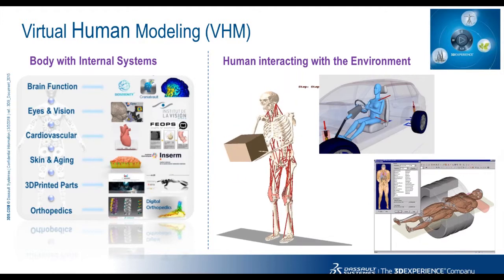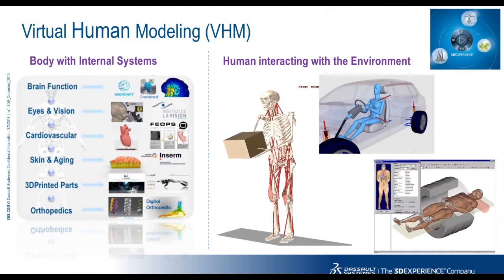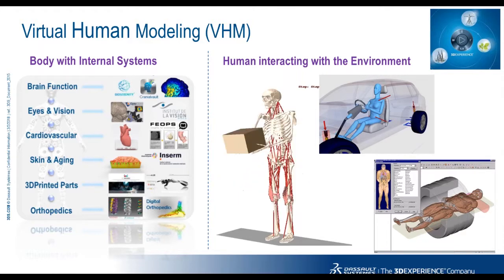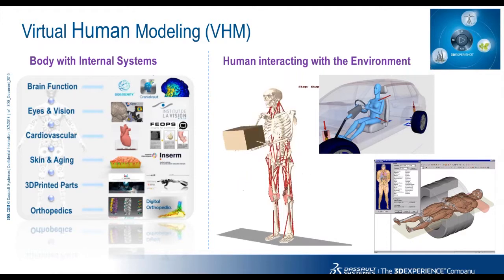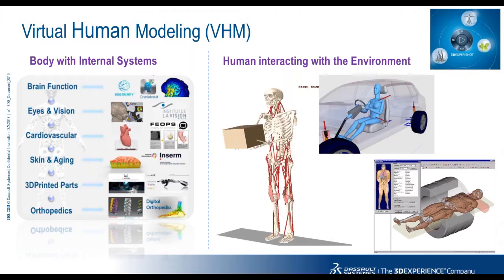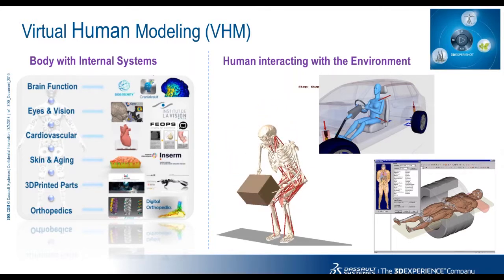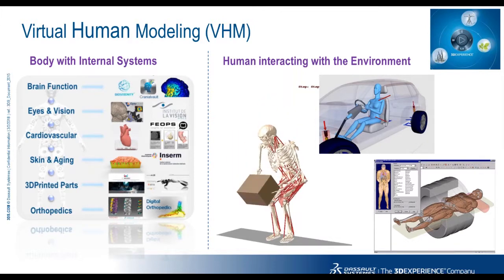On the other hand, we can also model humans interacting with their environment, as you see on the right. These models can have varying degrees of fidelity depending on the application at hand. For instance, the bending model here can be used to estimate the motions and loads imposed on the musculoskeletal system as a person goes about their daily activities. The human in the vehicle is a multi-body systems model that considers the human-car mechanical interaction and can be run in real time.